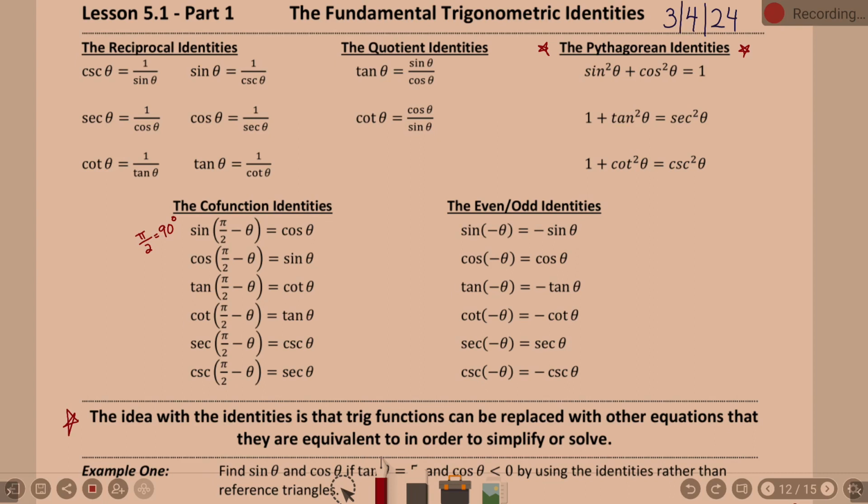Now, key point before we start some examples. The idea with these identities is that trig functions can be replaced with other equations that they are equivalent to in order to simplify or solve. So we're going to use these to switch pieces in and out to find what we want. Okay? So let's look at example 1 together.